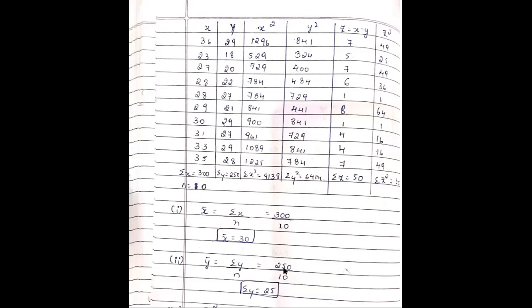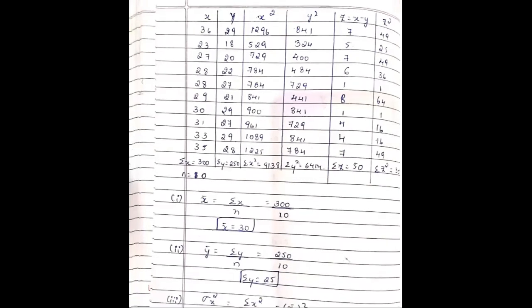So 250 substituted, whole divided by N. N is the number of values, which is again 10. 250 by 10 is 25. So we got x bar, y bar. The next thing we should find is sigma x, sigma y.